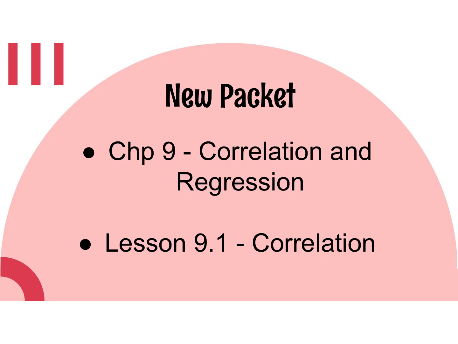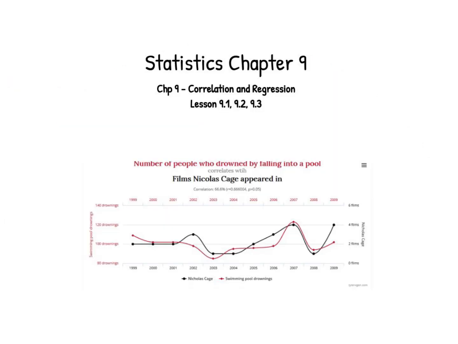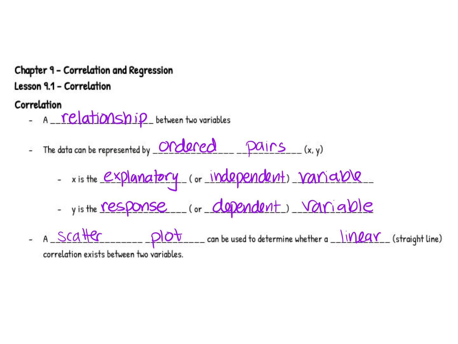We are going to take a look at lesson 9.1 correlation in our chapter 9 packet, correlation and regression. So correlation is a relationship between two variables. That data can be represented by ordered pairs (x, y). X is the explanatory or the independent variable, and y is the response or the dependent variable.